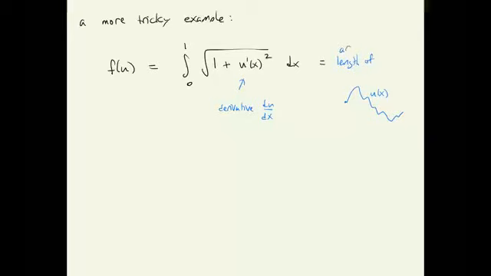The arc length of u of x from x equals 0 to x equals 1. Right? That's what this quantity is. If you multiply through by dx, this is basically the square root of dx squared plus dy squared. If you take each little line segment here, it's like the length of that little line segment, and you're adding them up. Okay.